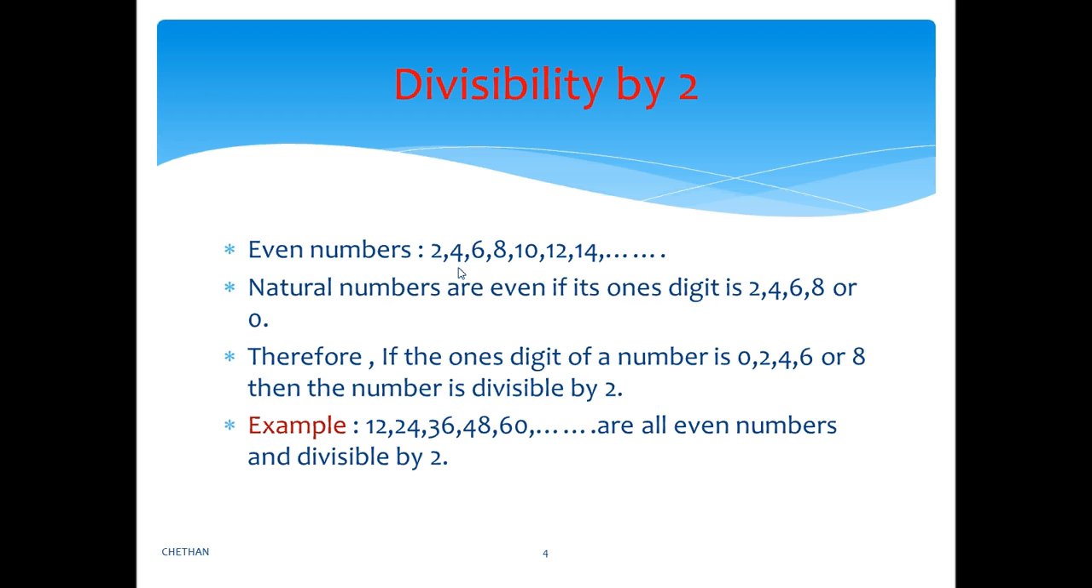See the example here: 12, 24, 36, 48 and 60. These are all even numbers and also divisible by 2. Do you understand this? Yes. We are going to move on to the next divisibility test, that is divisibility by 9 and 3.